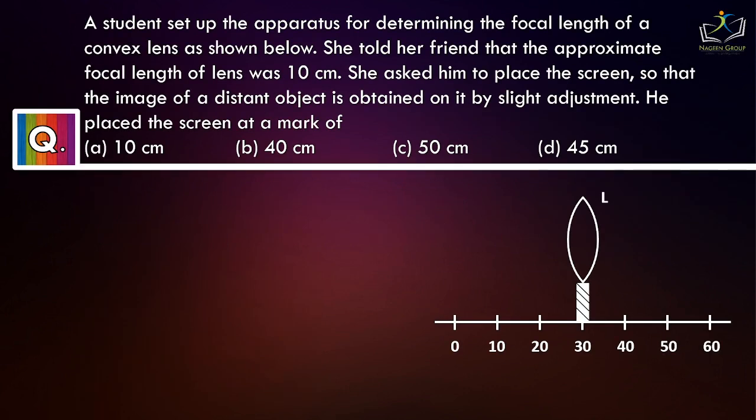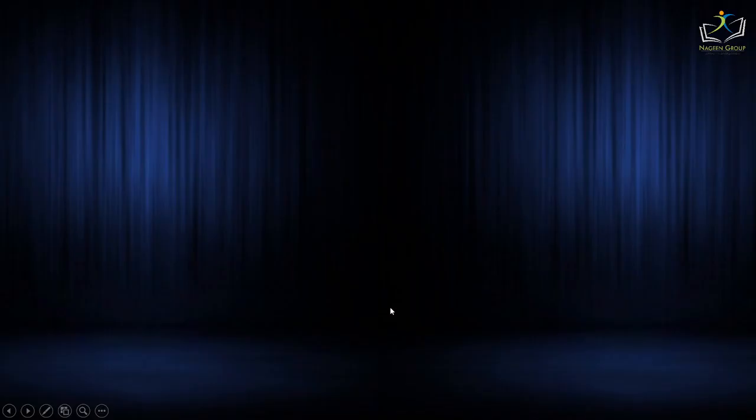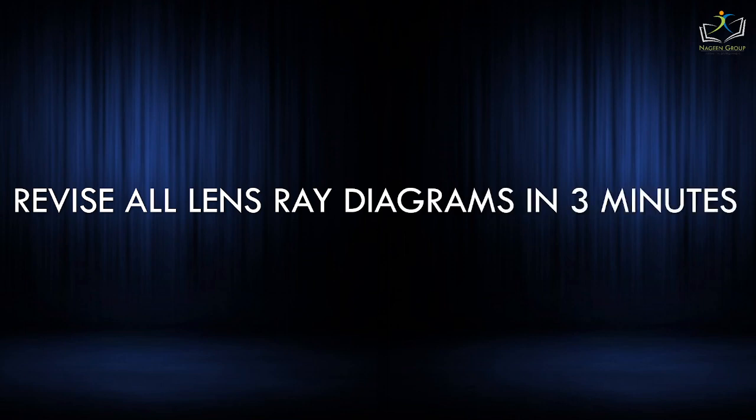Now the question: a student set up the apparatus for determining the focal length of a convex lens as shown in the figure. She told her friend that the approximate focal length of the lens was 10 centimeter. She asked him to place the screen so that the image of a distant object is obtained on it by slight adjustment. He placed the screen at the mark of, so where can she place it? At 30 plus f, that is equal to 40, right? Now let's revise all the lens ray diagrams in just 3 minutes.